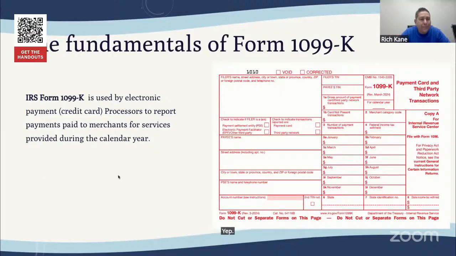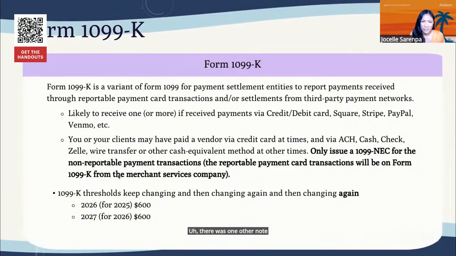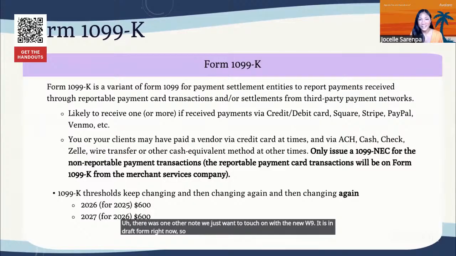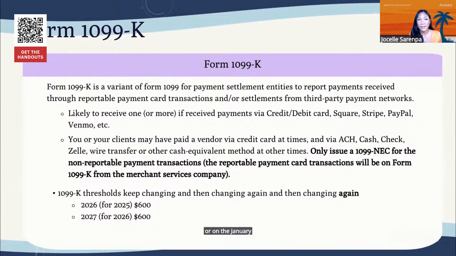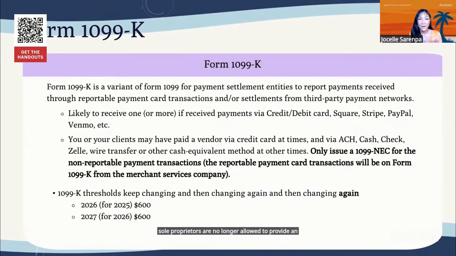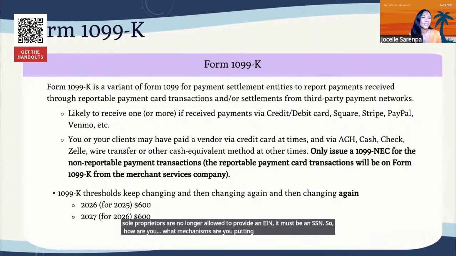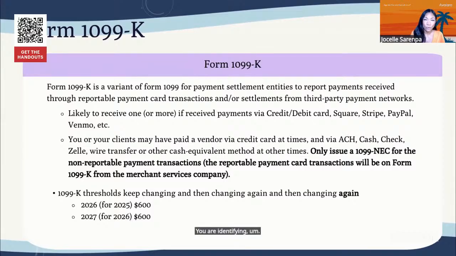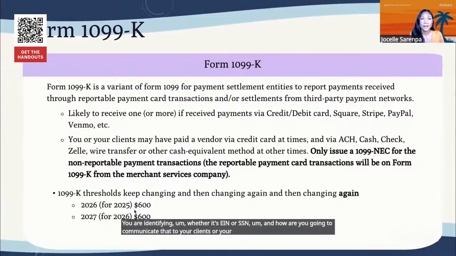Yep, true. There was one other note we want to touch on with the new W-9. It is in draft form right now, so we're watching it very closely. The revision date does say January 2026. Is that before or on the January 31st deadline for 1099s? We don't know. A couple of things to note: for sole proprietors, they are no longer allowed to provide an EIN. It must be an SSN. So what mechanisms are you putting into place to identify whether it's an EIN or SSN, and how are you going to communicate that to your clients or the end vendors?